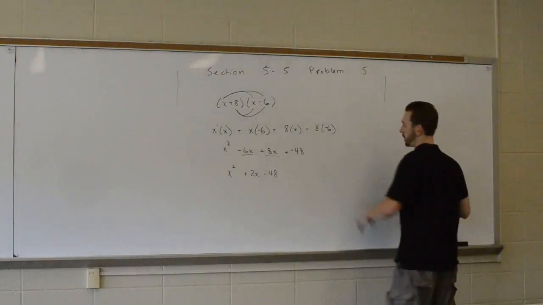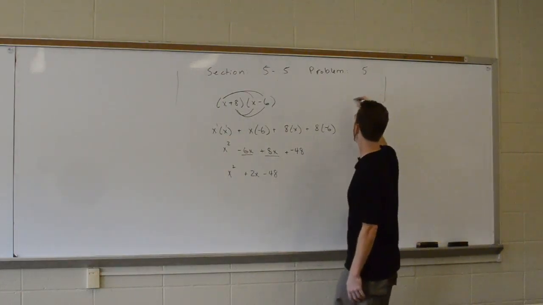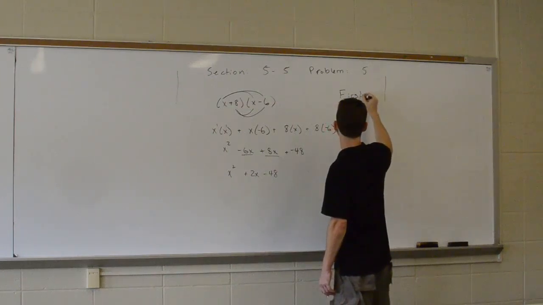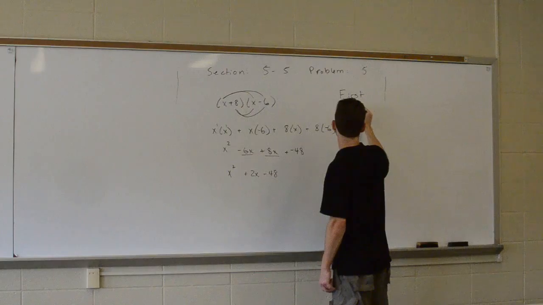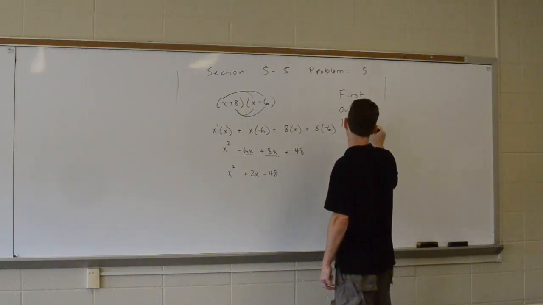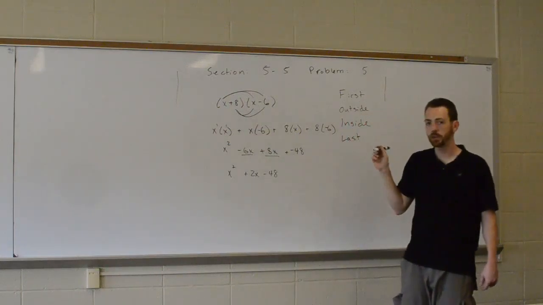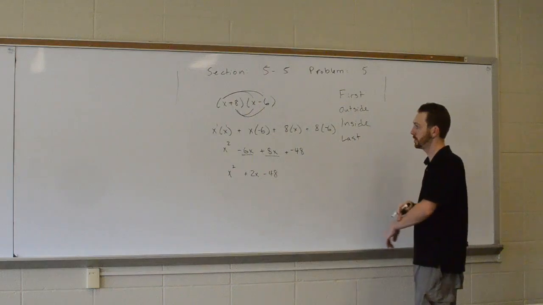Now the other thing to notice here is many of you are probably taught the FOIL method. So we have first, outside, inside, last. What this is, is just a way to codify doing these distributions.